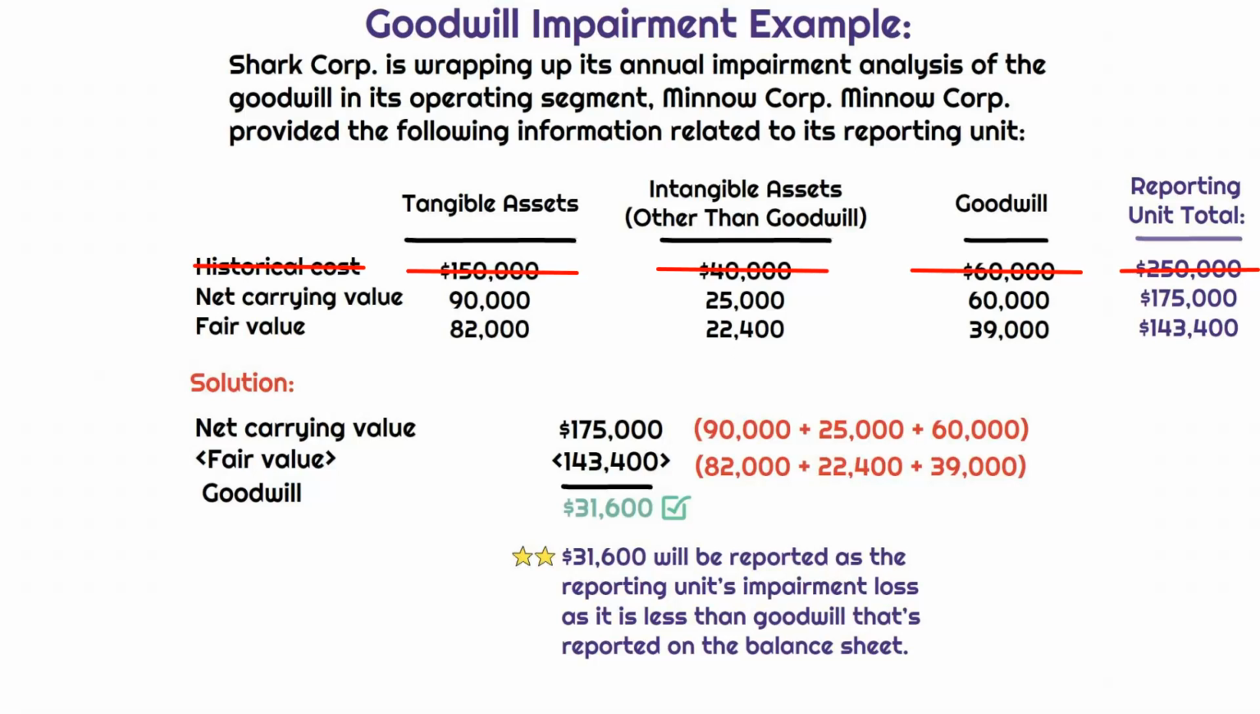So the sum of the net carrying value of MinnoCorp's tangible assets, intangible assets other than goodwill, and their goodwill is $175,000. Okay, but the reporting unit's fair value is $143,400. So when comparing these two, we have an impairment loss of $31,600. The fair value is less than the carrying value. Okay, so this is going to be the reported impairment loss unless the goodwill reflected in the company's balance sheet is less than this amount, which is not the case. It's ultimately going to be the lesser of the two. So the total impairment loss is going to be $31,600 to goodwill.